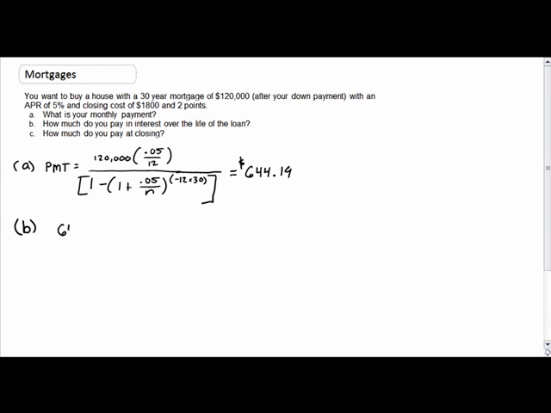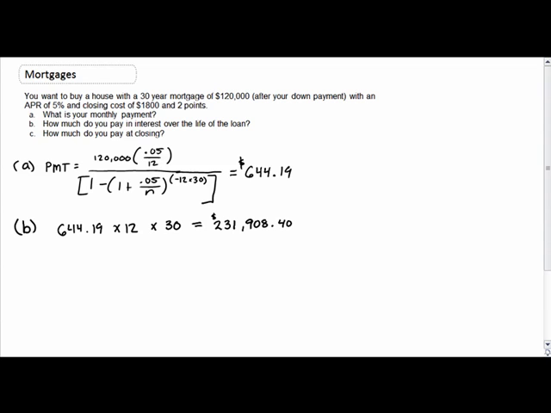Well, I'm paying $644.19 a month, so that's 12 months a year, and I'm doing that for 30 years. Okay, so $644.19 times 12 times 30. That's $231,908.40.